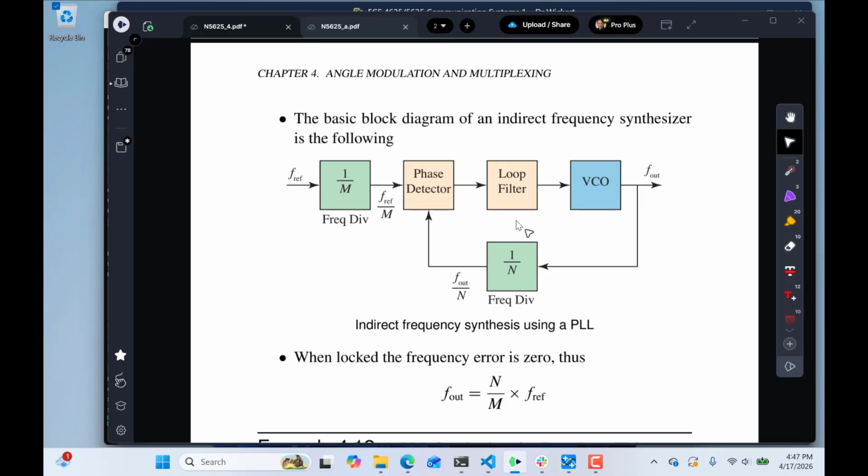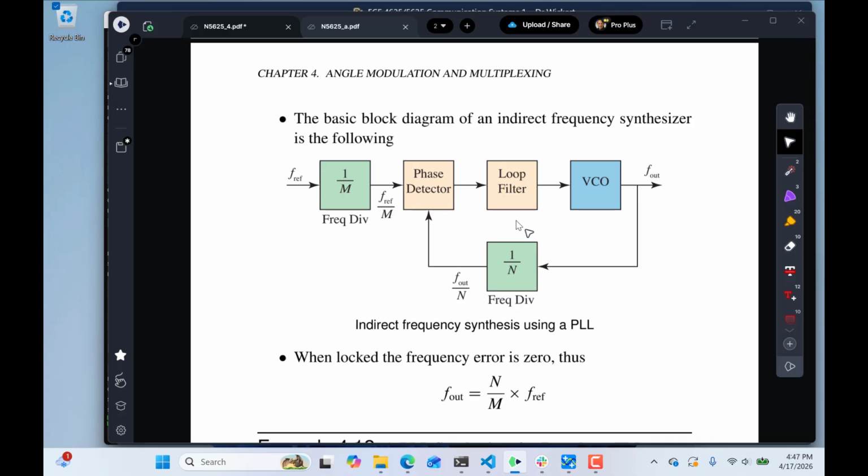I'm just denoting the frequency division by M. So we take the reference and divide it by M. It might be a 10 megahertz reference. We divide down to 1 megahertz or whatever the requirements are. So the input to the phase detector is FREF over M. And now the phase lock loop is going to be trying to lock to a frequency that matches FREF over M.